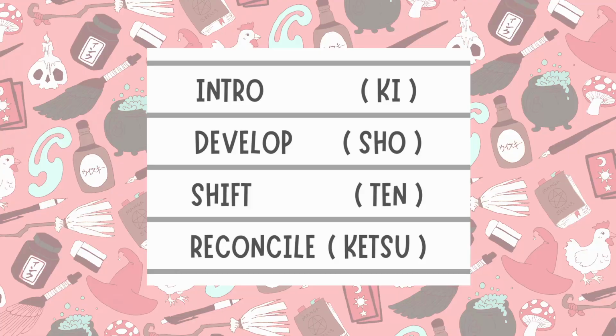So if I'm going without a script, I take my trusty notebook, divide the pages into 4. Each section represents ki, sho, ten, and ketsu, respectively. I use this process for chapters, books, and for koma. The principle is the same.